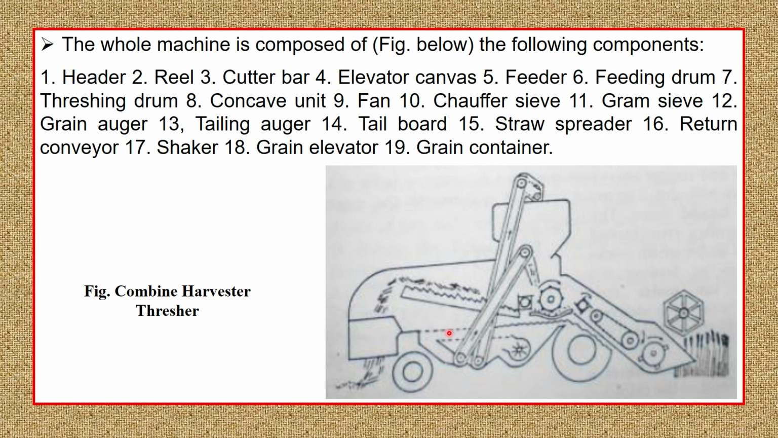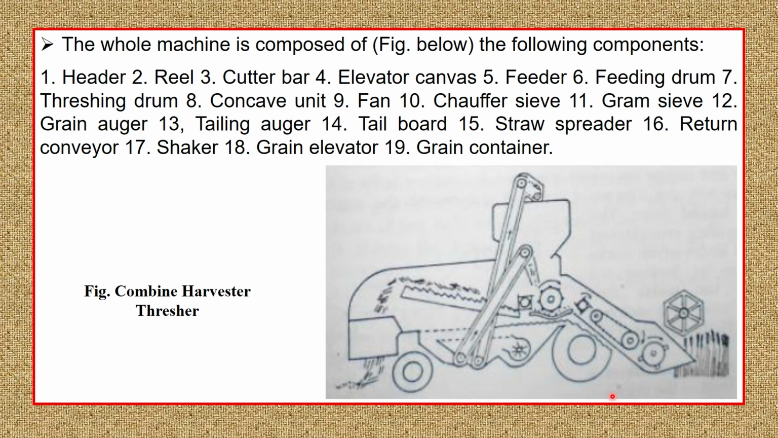And there will be a blower which blows the air across the set of sieves, and any fine matters or particles that are there will be blown away out of the combine machine, and that's how the grains will be cleaned and made free from any kind of foreign matter.